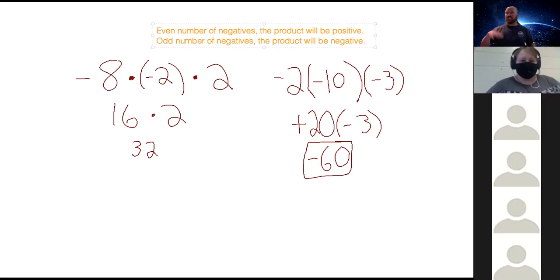So add this. This is like an addendum to your notes, or just an added part to your notes. So an even number of negatives, the product will be positive. An odd number of negatives, the product will be negative.